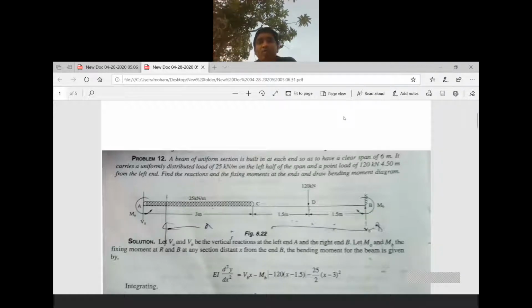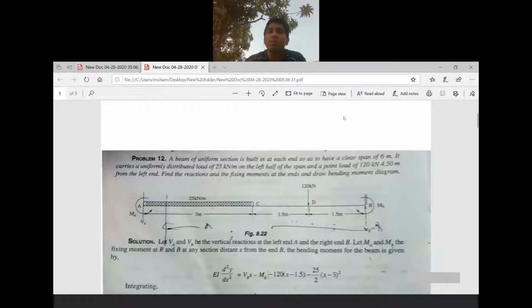A beam of uniform section is built in at each end so as to have a clear span of 6 meters. It carries a UDL of 25 kilonewton per meter on the left half of the span and a point load of 120 kilonewton, 4.5 meters from the left end. Find the reactions and fixing moments at the ends and draw the bending moment diagram.